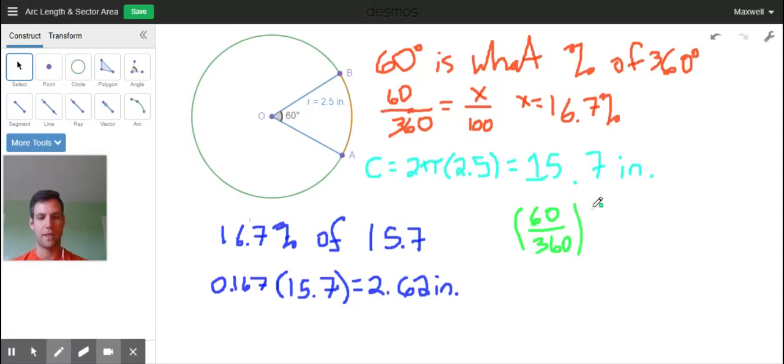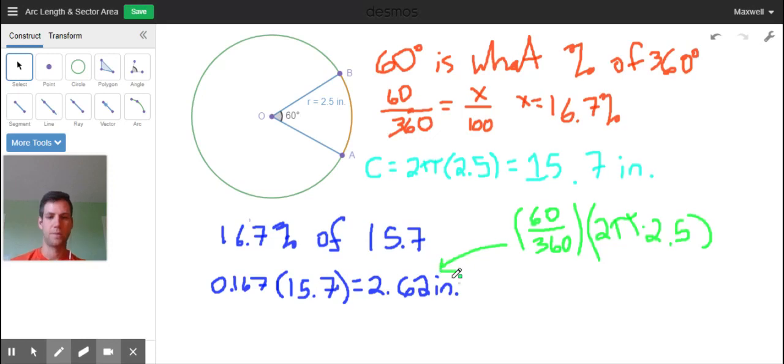So we know that is the percentage part. That's where the 16.7% came from. And then we would multiply that by the circumference, which is where the 2.5 came from. So I would be multiplying it by 2 pi times 2.5. And that would also equal our same final answer.